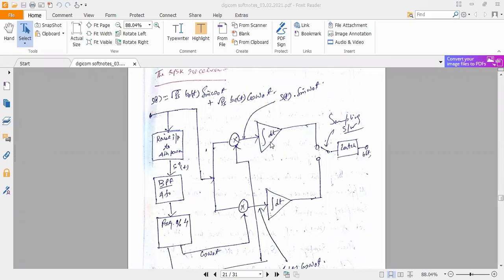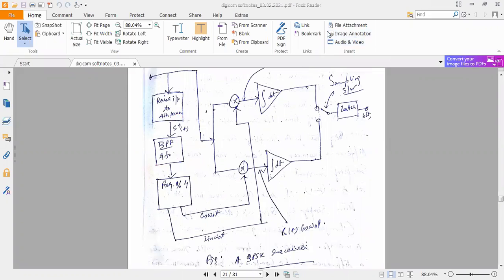So that's why here we are using a frequency divided by 2 circuit and a frequency divided by 4 circuit. In the case of BPSK, we used a frequency divided by 2 circuit, but here we are using frequency divided by 4 because the frequency is multiplied by 4.